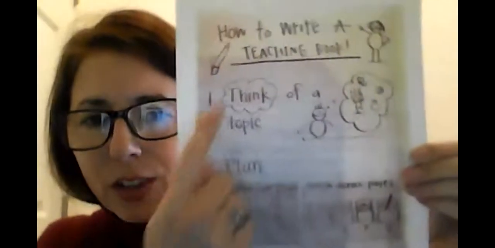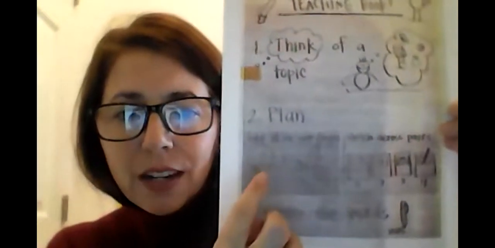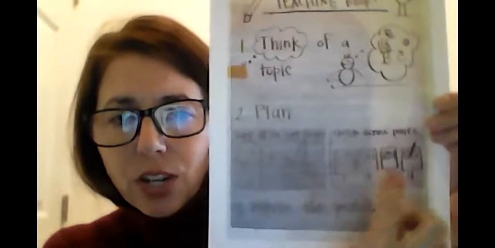So those are all of the components of writing a teaching book. Look at your idea chart, pick your favorite one that you want to start with, plan by telling the story on your fingers and sketching across the pages. And lastly, pick up your pencil and start writing the words, teaching everyone all about the topic that you know really, really well.